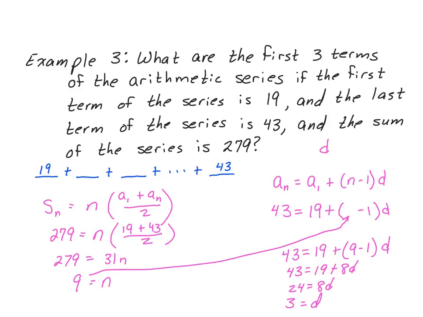All right, well, now we know that our difference is 3. That makes the next term in our series here 19 plus 3, or 22. And the next term would be 22 plus 3, which is 25. All right, so those are our first 3 terms of this series. Now notice we did not use just the sum formula. We had to use the arithmetic sequence formula from the previous section as well.